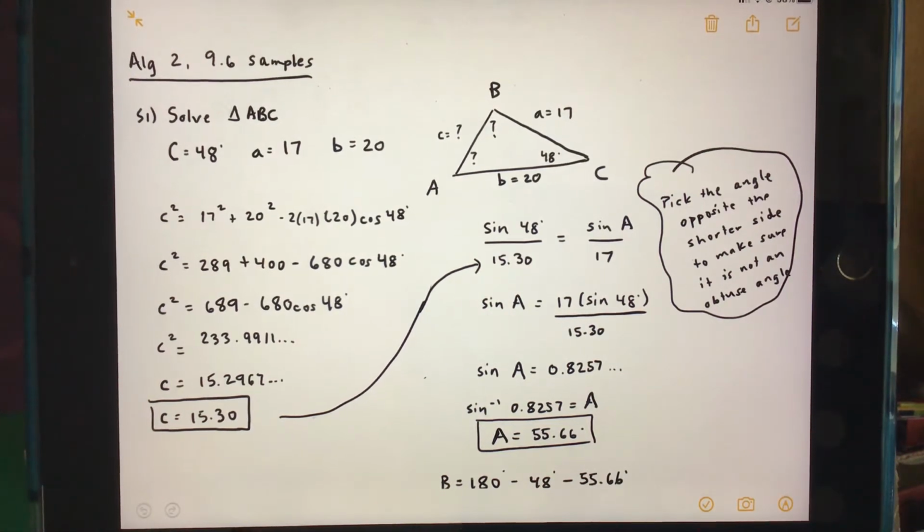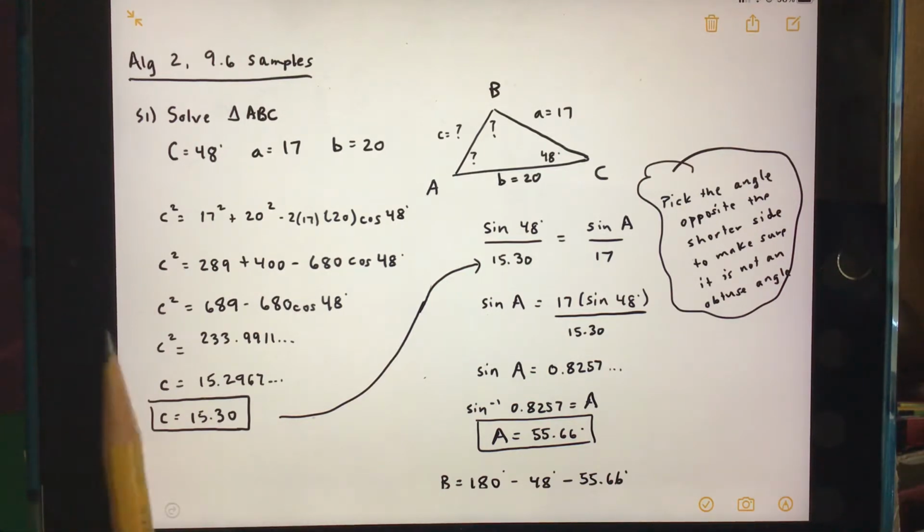Let's go over our 9.6 samples in preparation for our last quiz in Chapter 9, where we're solving triangles using the law of cosines as well as the law of sines, as well as the fact that the sum of the three angles in a triangle sum to 180.